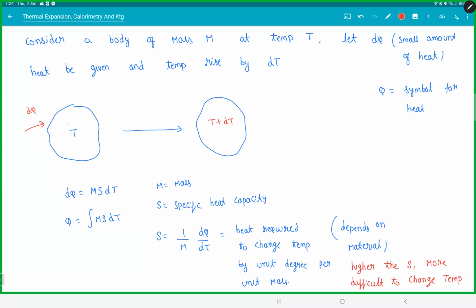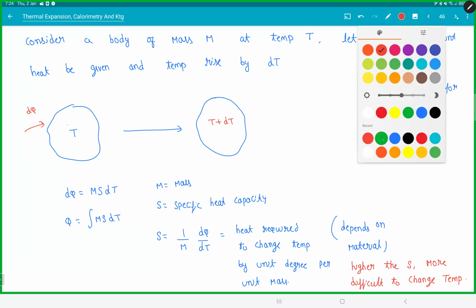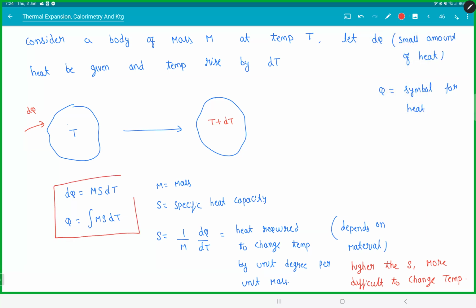Now, this is what we use for solids, liquids, and everything. But for gases, what we do, I'll just write it here. For gases, we prefer to study dq is equal to n C dT. I'll write in the next page. So this would be the main formula there. So this gives you the relation between the heat and temperature. How much heat should I give to change the temperature by dT? dq is m s dT. If s is a variable or m is a variable, then you have to integrate.